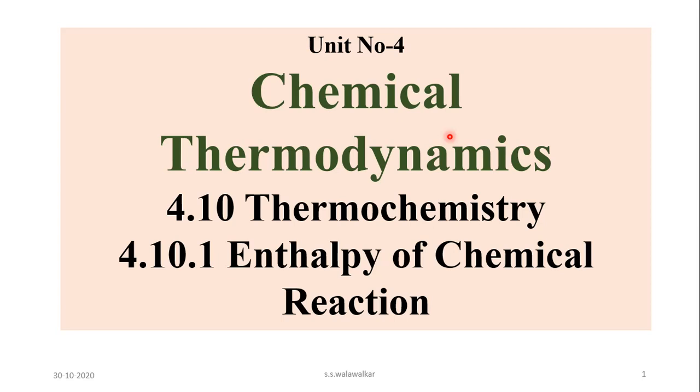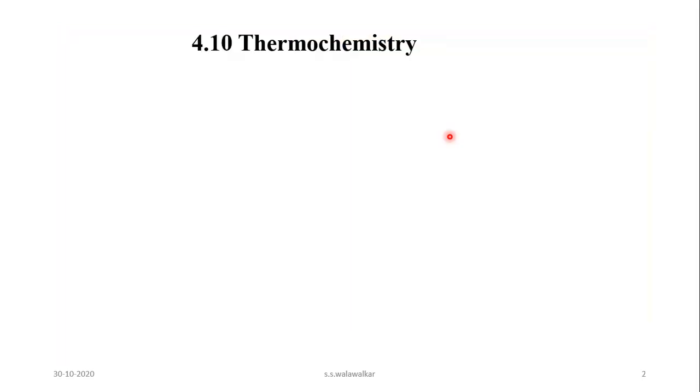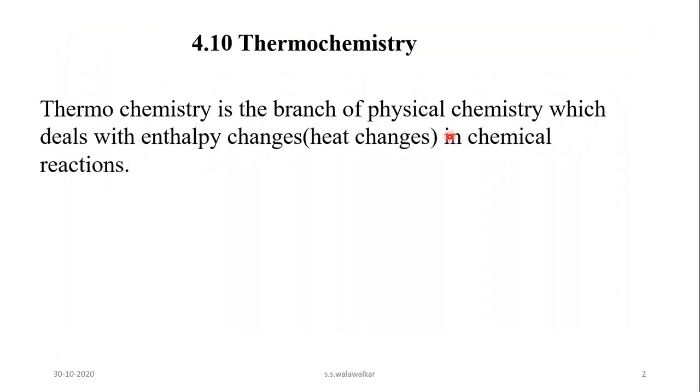Whenever in a chemical reaction reactants are converted into products, some heat change takes place at constant pressure, and that is called the enthalpy of chemical reaction. We are going to study that under a branch of chemistry called thermochemistry. So thermochemistry is the branch of physical chemistry which deals with enthalpy change, that is, heat change in a chemical reaction.